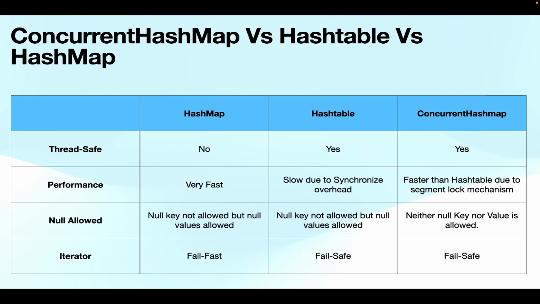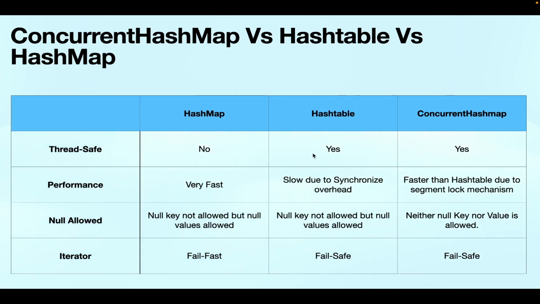Let's move to the next slide. Okay, so now we are going to see concurrent hash map versus hash table versus hash map. The first thing that we need to consider when we are looking at the difference between these map implementations is which are thread safe. A hash map is not a thread safe implementation, so we cannot use it in a multi-threaded environment. Hash table, yes, this is thread safe, but it is not optimized.